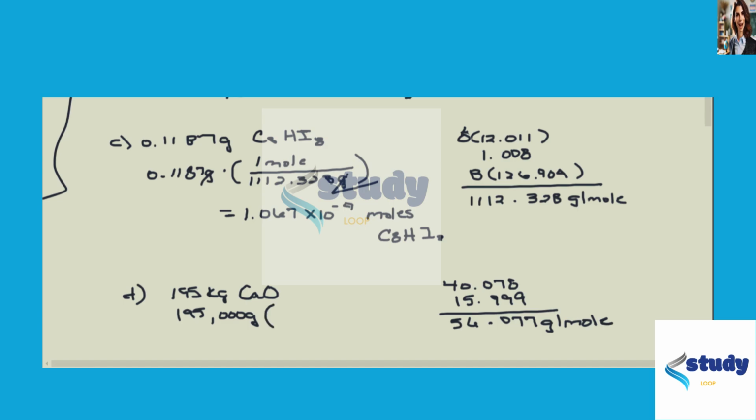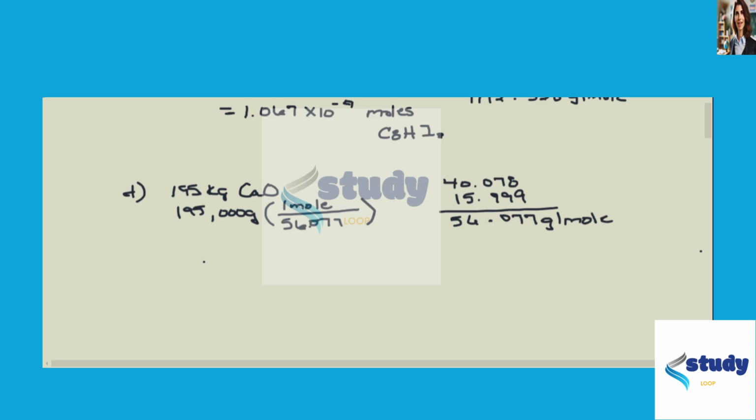Then multiply this by the conversion. If you think of that as a conversion factor, it kind of helps. With 56.077, and that's 3 significant digits, we get 3,480 moles of calcium oxide.